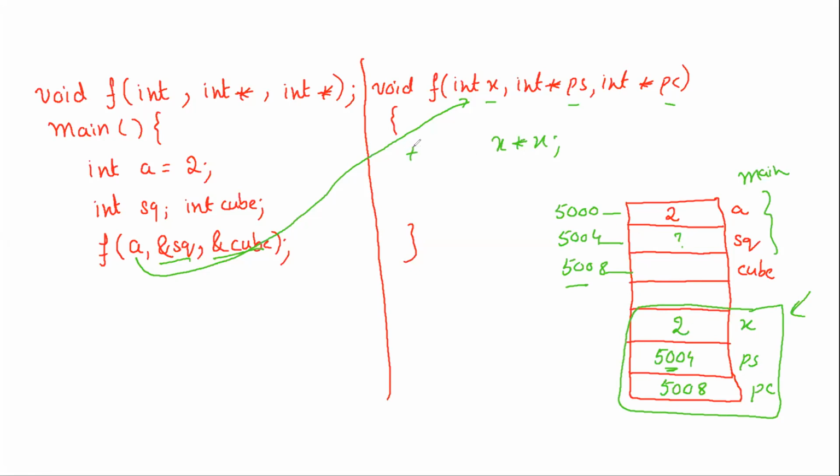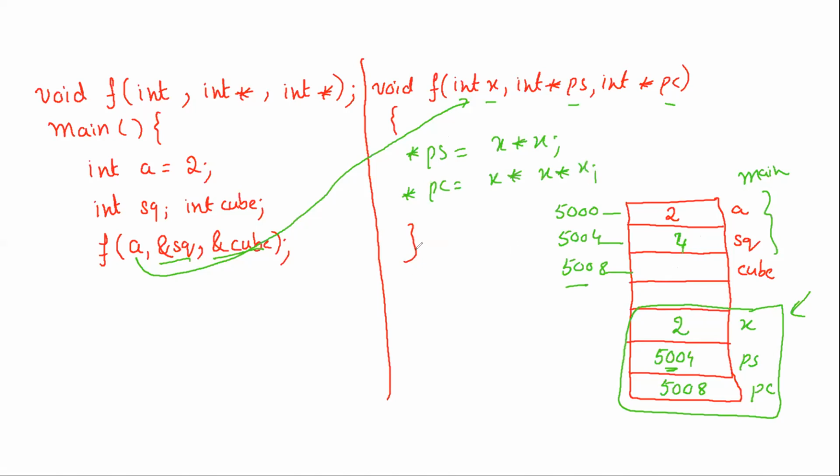For contents of, you have this operator. So when you write it like this, you are saying contents of 5004 get the value 2 into 2. So it means this will get the value which is 4. Similarly, if you have to compute the cube and assign it to this variable, you have its address. So you say contents of 5008 get the value of x into x into x. So you can write x into x into x.